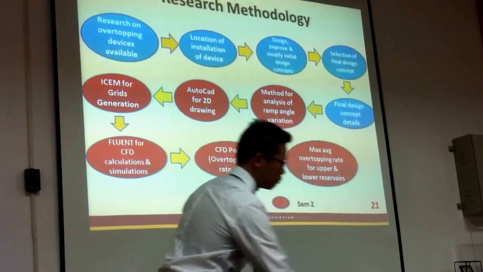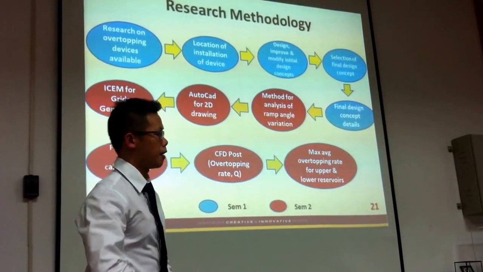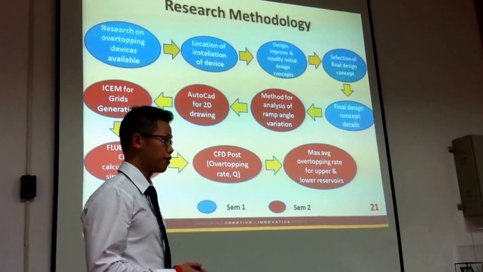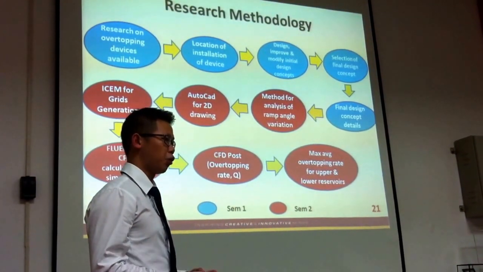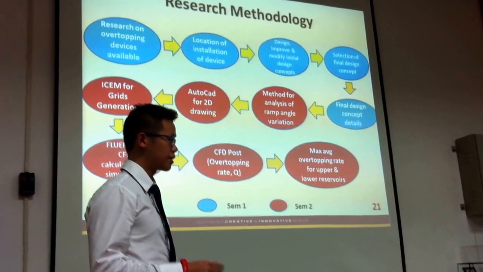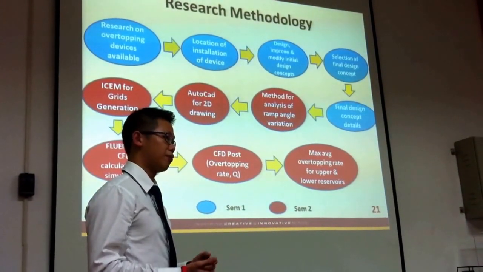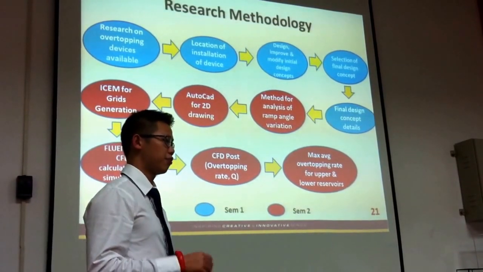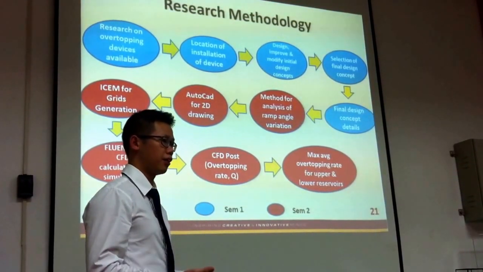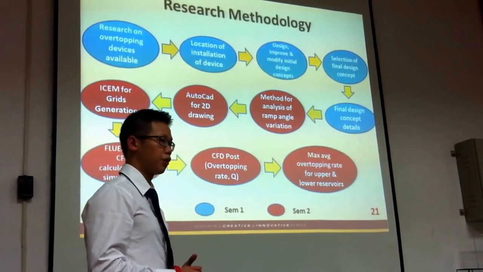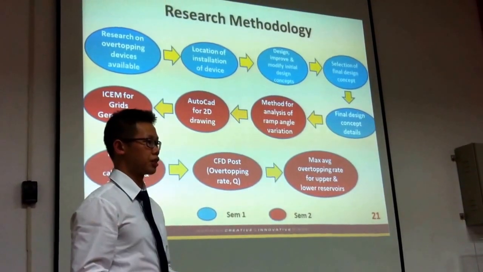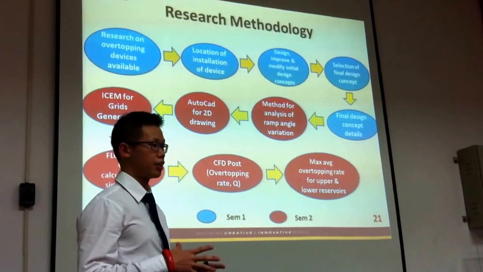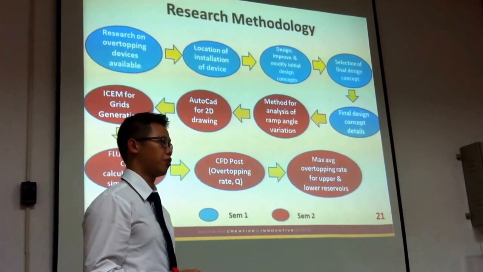Now I'd like to talk about my research methodology. Basically, I did some research on the overtopping devices available, and then I determined the location of the installation of the device. I came up with some initial design sketches and determined a final design concept. From there, I did analysis on the ramp angle variation, using several CFD tools like ISAP, Fluent, and CFD-Post. From this analysis, the maximum average overtopping rate is determined.